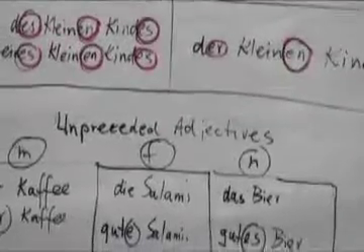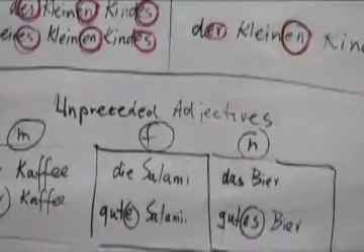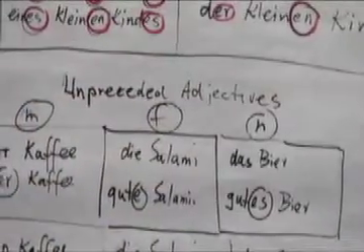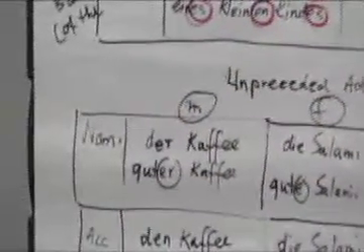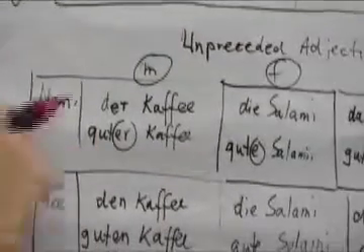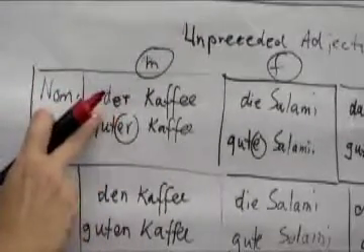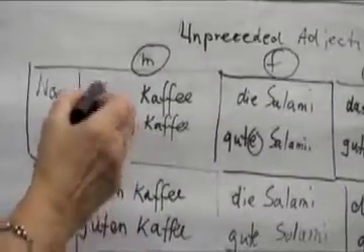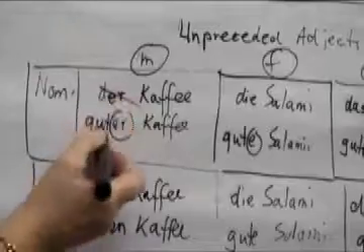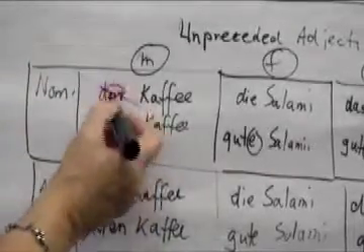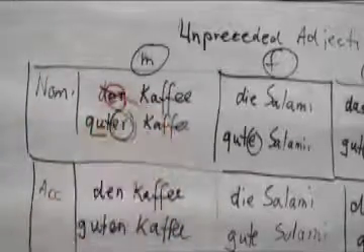Now let's look at adjectives that have no der, die, das in front of them. These are called the unpreceded adjectives. Remember, when we had those, we did a lot of borrowing. In the nominative case, the der word, for example, is der Kaffee. Now I want to replace der Kaffee with an adjective, right? So the adjective is gut. So what do we do? We just borrow the ending from der and stick it on the adjective.